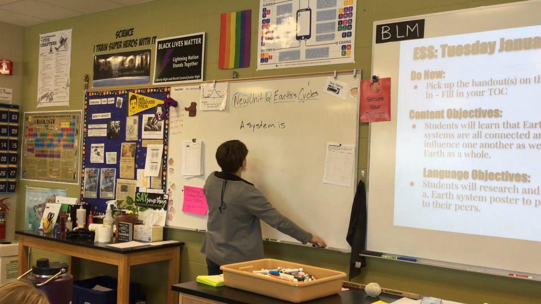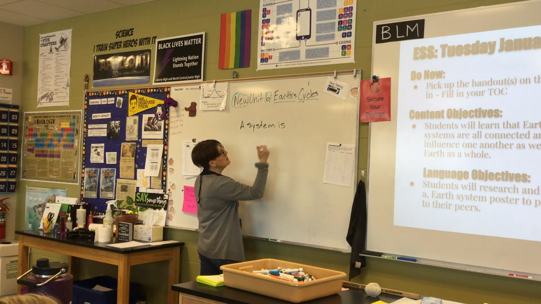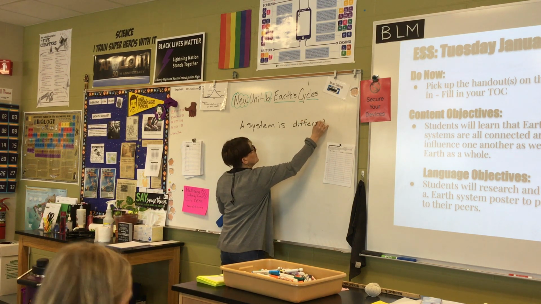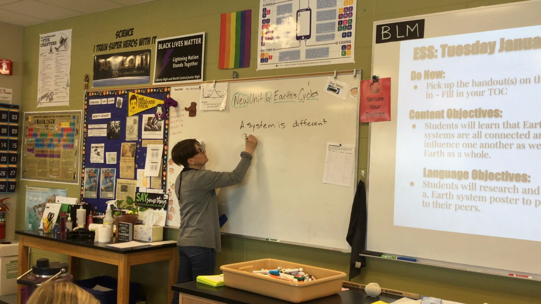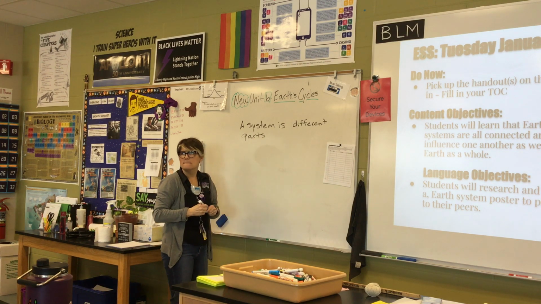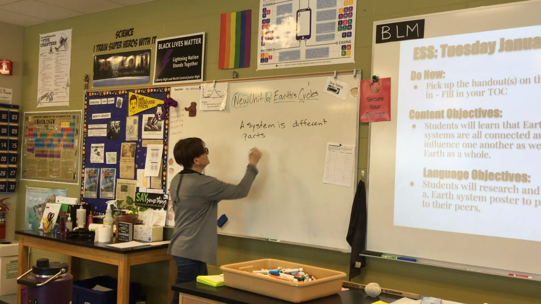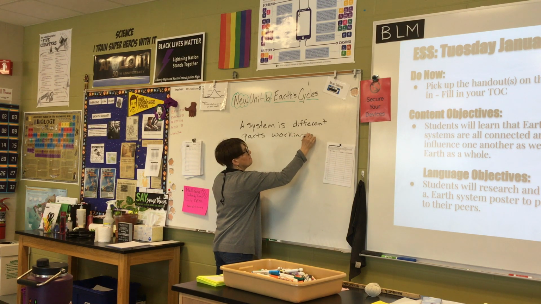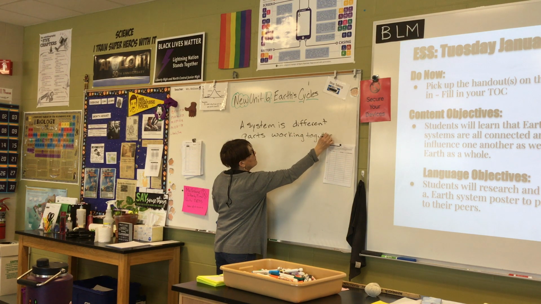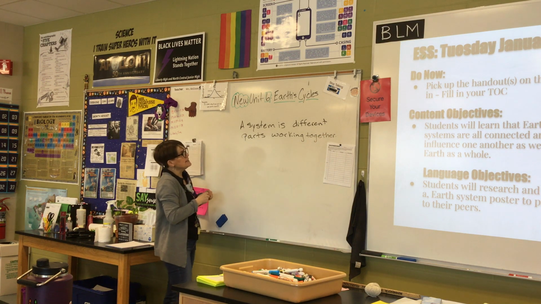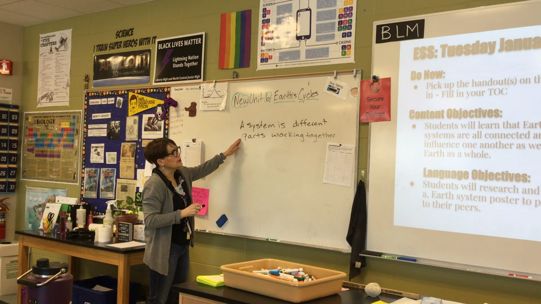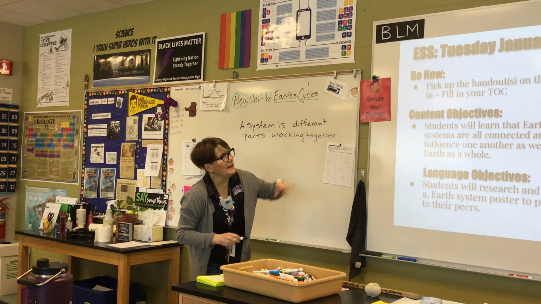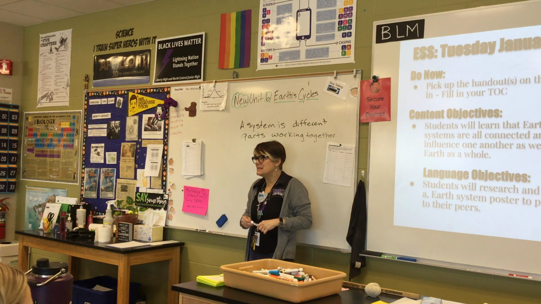So let's go ahead and write that down. A system is different parts. What about them? Working together. So this is what we should write down first for today's question. A system is different parts working together. The next part then, explain how our planet is a system.